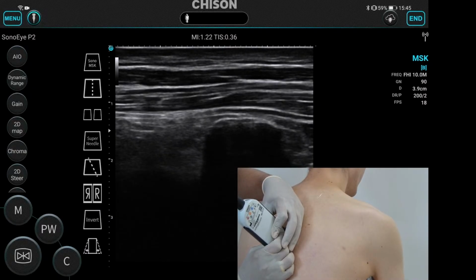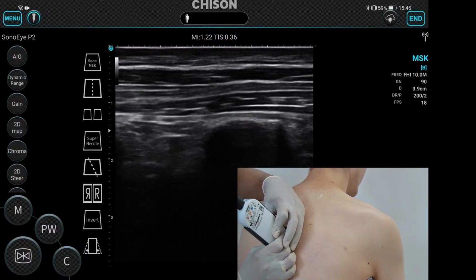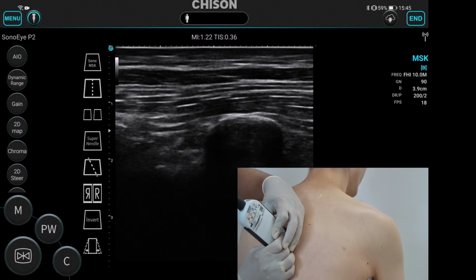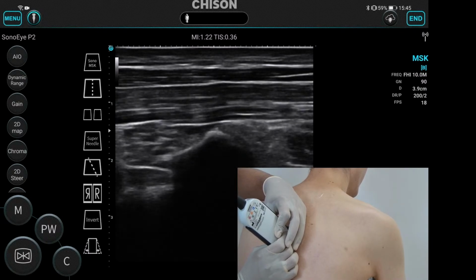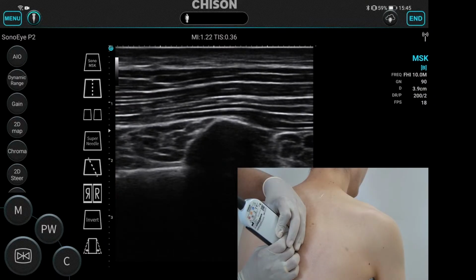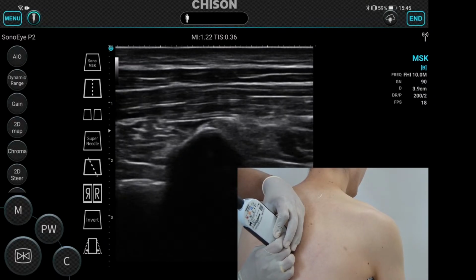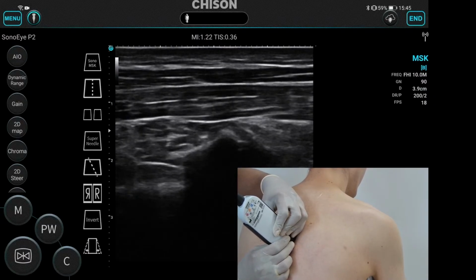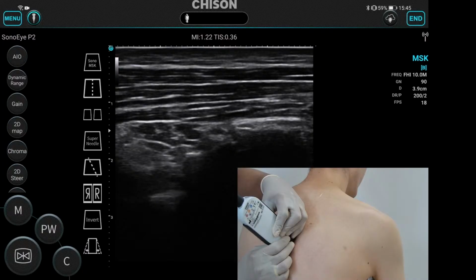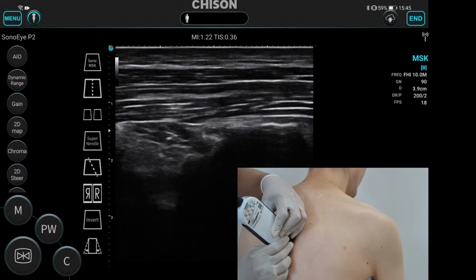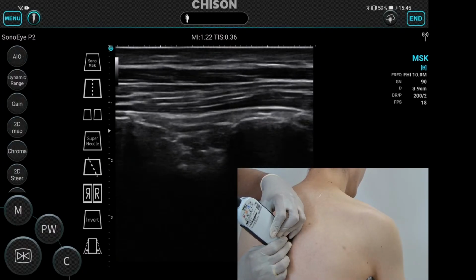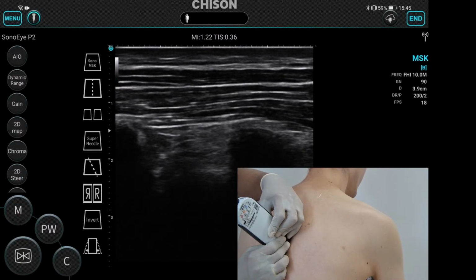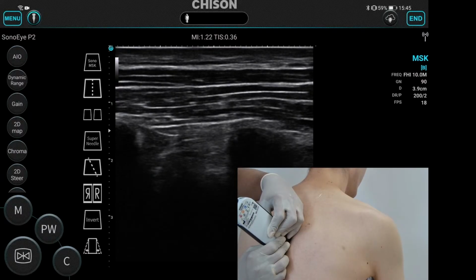erector spinae. This is transverse process. The transverse process will be a little bit more like square shape, flat, and ribs will be a little bit round or oval shape. Now if you move inside to the medial side, I'm moving medially. I can see two muscles very clearly, trapezius, rhomboid. Now if I move more inside, yes, now you see there is a third muscle which is brought into picture.